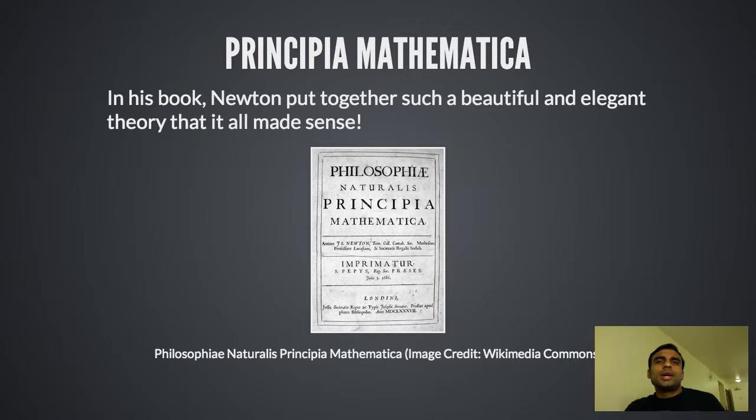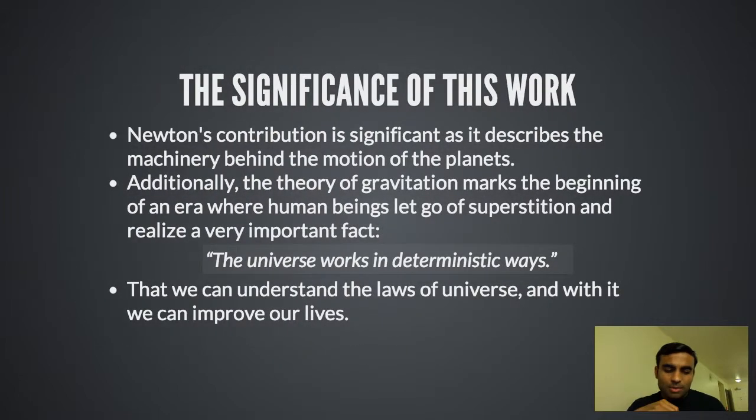Newton took a great step forward and published a very elegant theory in his book Principia Mathematica, in which he put together such a beautiful theory that it all made sense. In fact, all of Kepler's empirical laws can be derived using Newton's theory, and that is what we are going to talk about today. Isaac Newton's work was very significant as it gave us the machinery behind the motion of the planets. It is also a very significant milestone in the human history of understanding science.